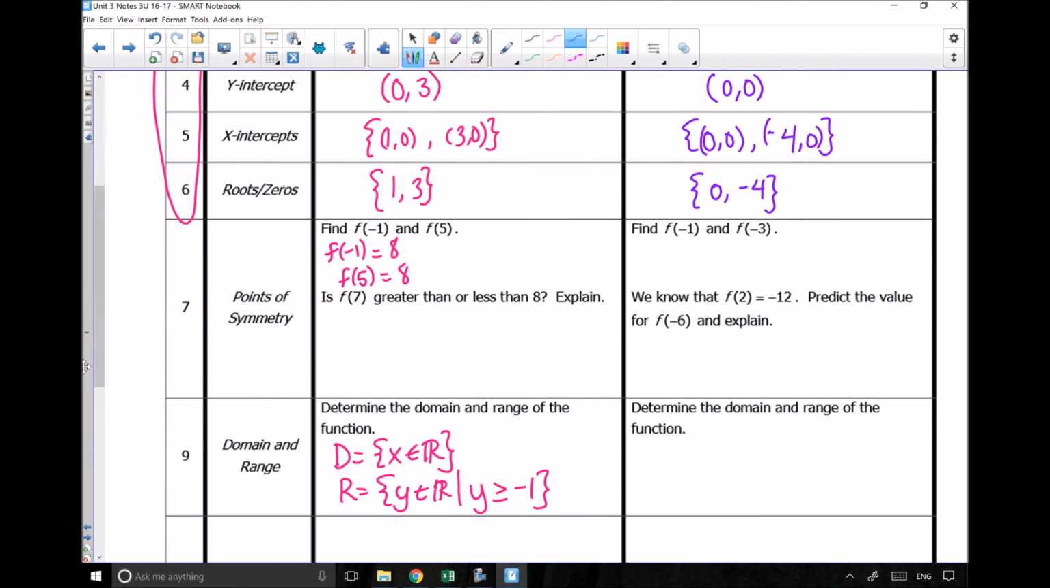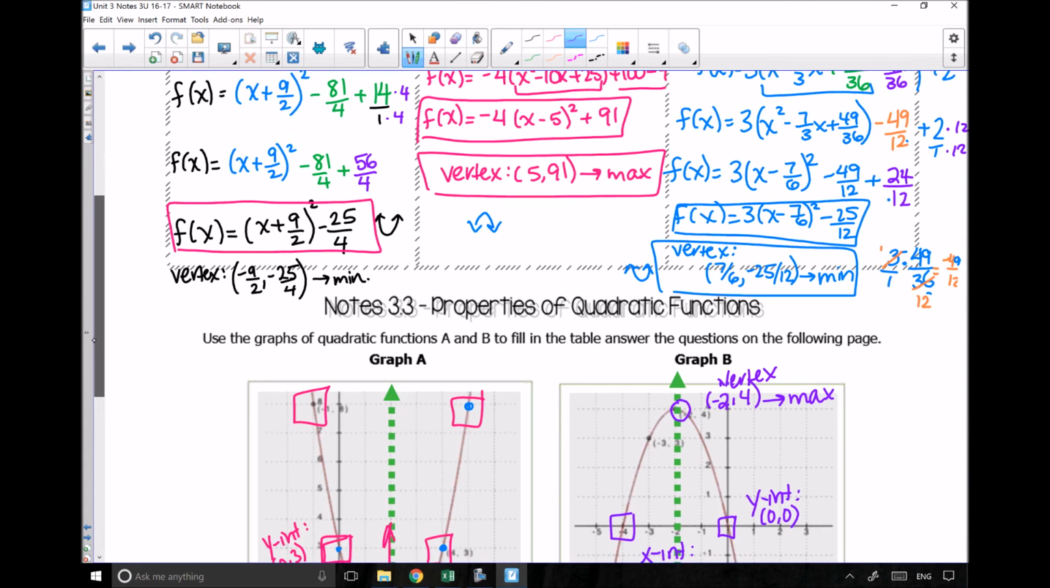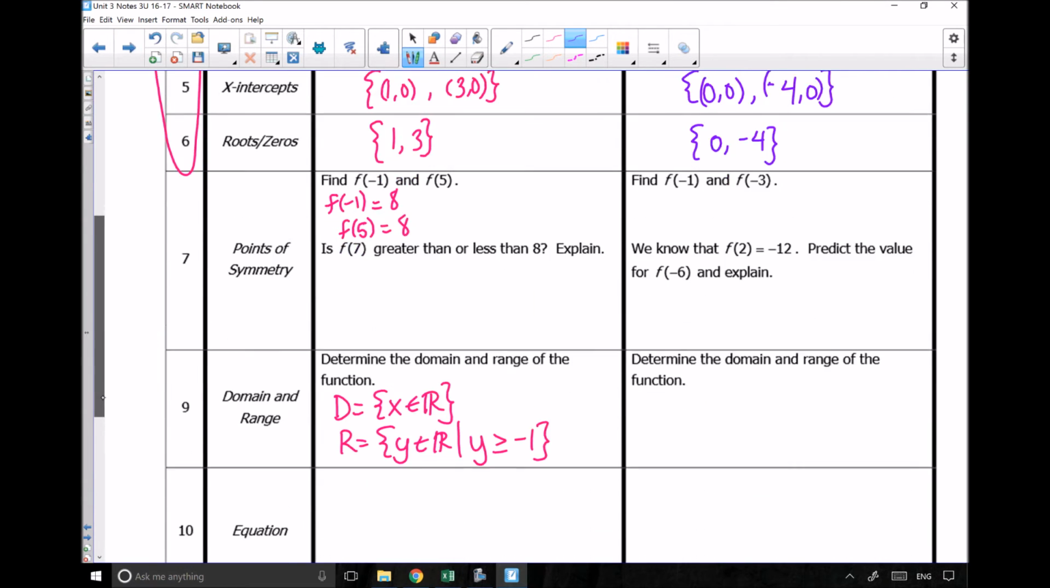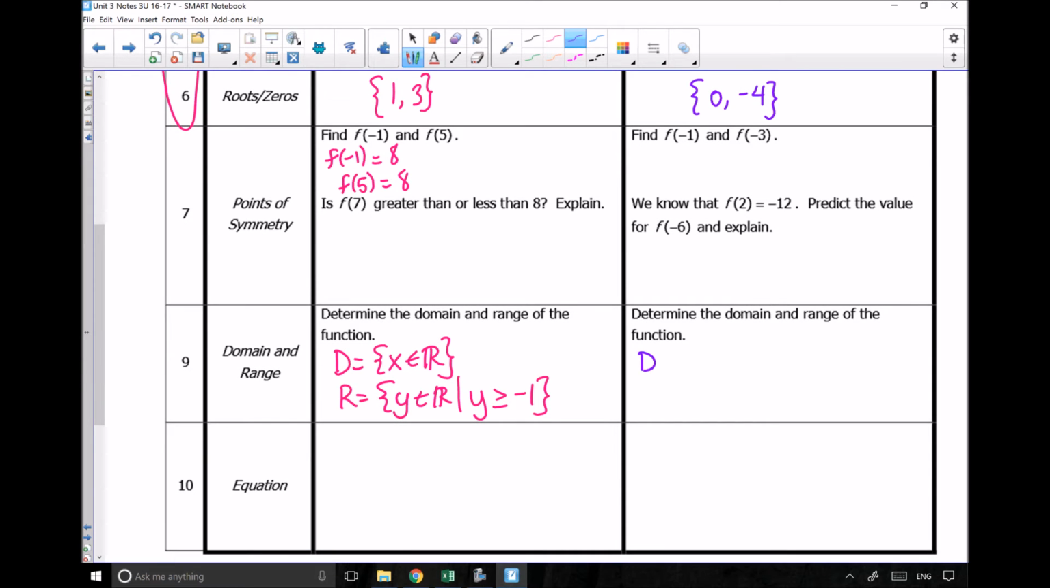Okay? Now, this next part right here, find f of -1, f of -3, and predict the value for f of -6 and explain. I want you to do this as well, and we'll talk about it next time I see you guys in class. Okay? All right, now we're going to do the domain and range of the function right here. Well, to find the domain, we're going to see that this graph, any parabola, is going to have all real numbers, again, because it goes on forever in both directions. So our domain is still going to be x is an element of the reals.